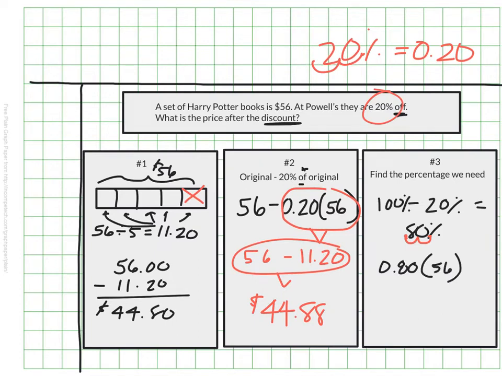And again, I'm calculating on the side, but if I do that multiplication, once again, I get $44.80. And I'm now just seeing that I wrote 88, sorry there. That should say 80 cents as well. Three different ways to do it, but I got the same answer every time.